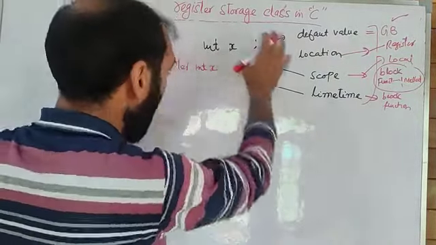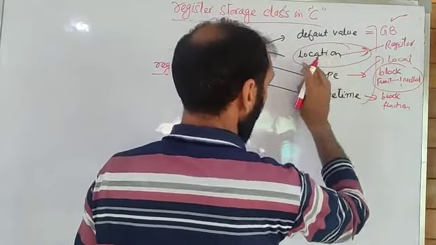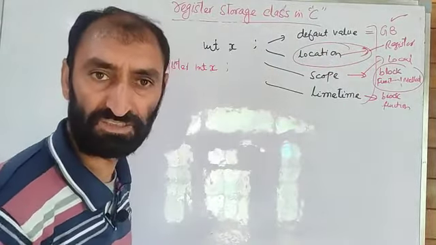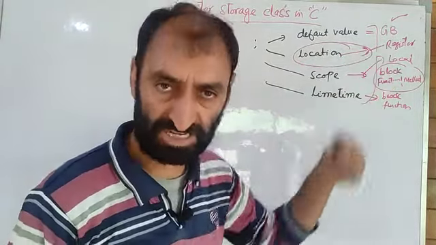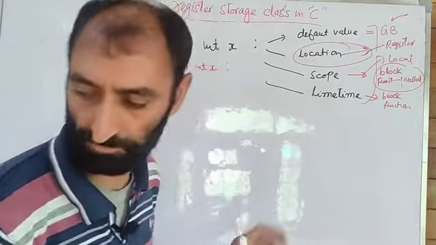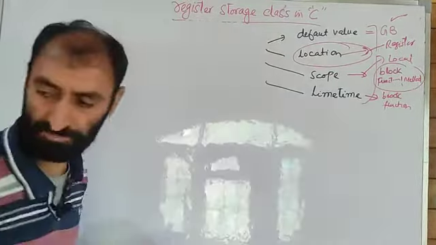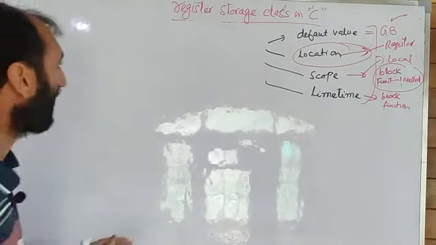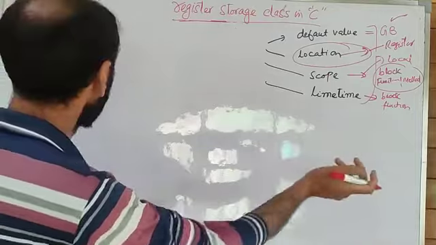And now with the help of an example we will discuss this point, location. What would be the effect? Why do we store the variables in the registers? That we will discuss here with the help of an example. So first of all, I will write down a simple program, and later with the help of that program we will discuss the effect of register storage class on the variables.